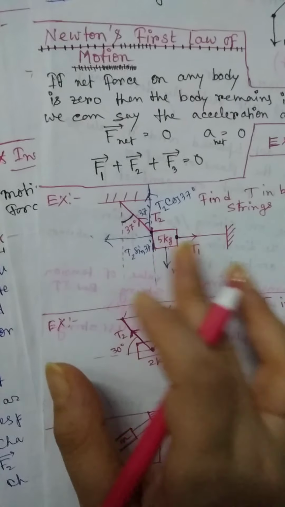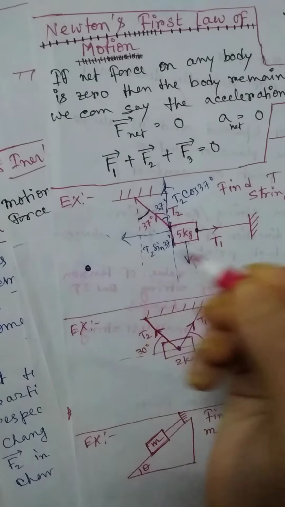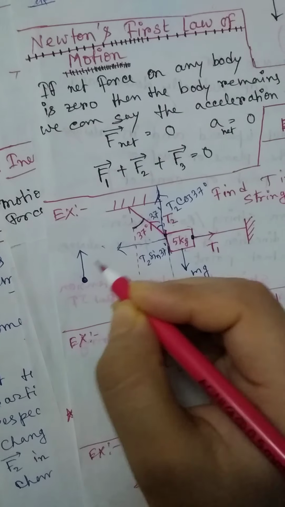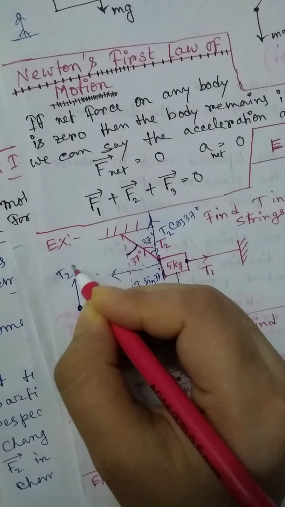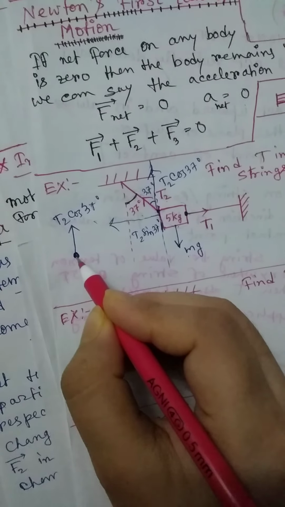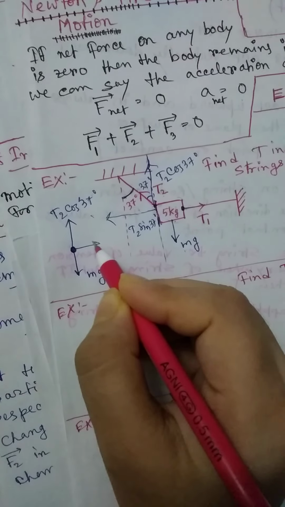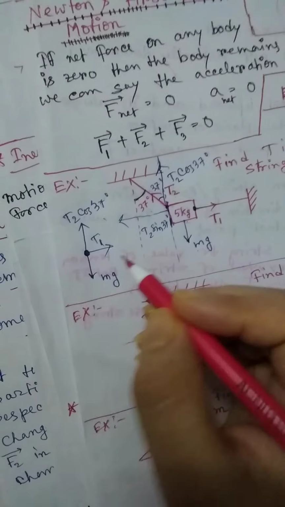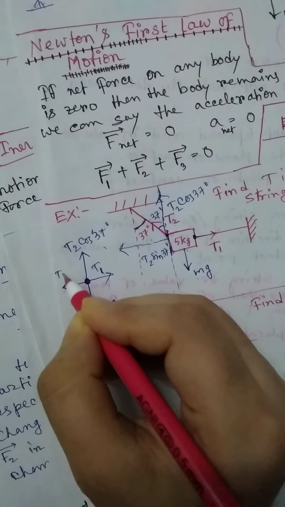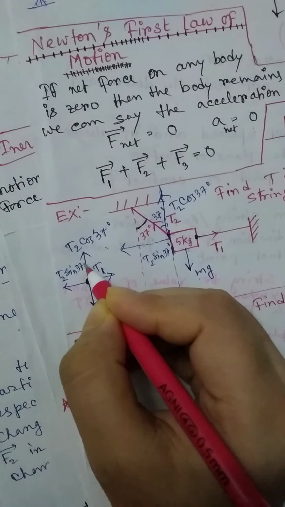So here I am showing the free body diagram of this body. You have to consider this body as a point mass. In the upward direction, the body experiences what force? T2 cos 37, right? And in the downward direction, it experiences M into G. Along this direction, it experiences T1 force, and along this direction, it experiences T2 sine 37 degree.